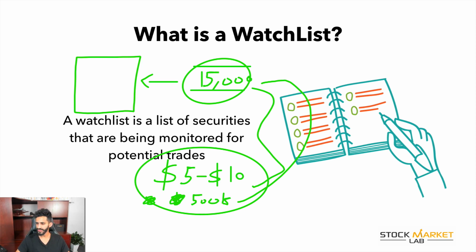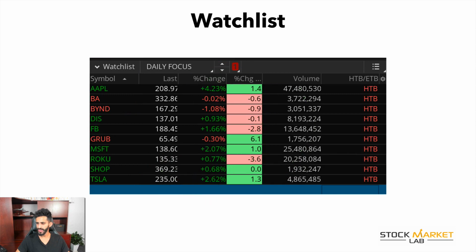Okay, now this is an example of a watch list. If you guys take a look right here, so you can see I have one of my watch lists up. It's called the Daily Focus Watch List. So obviously when we set up watch lists, we're going to have multiple different types of watch lists. This is one of my watch lists. So this watch list for me kind of represents the stocks I'm focusing on for that day.